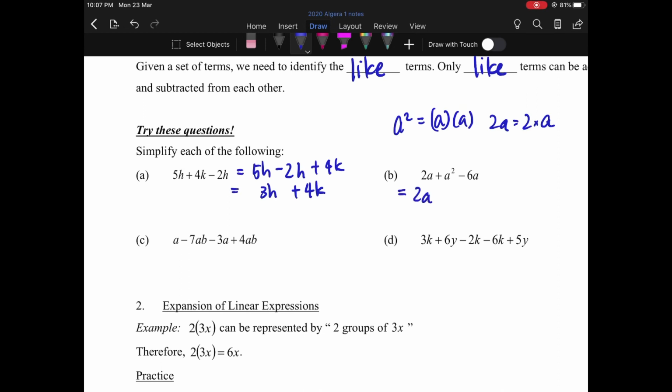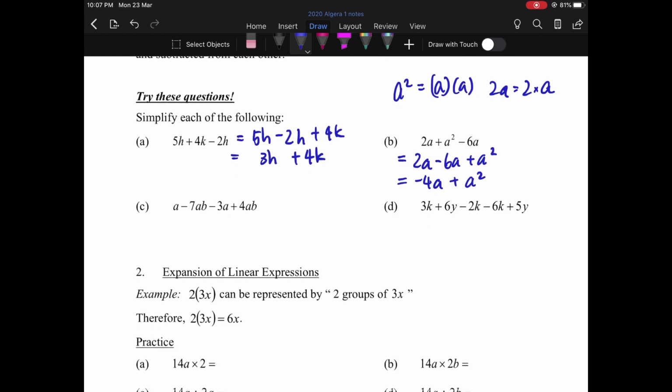So the minus sign belongs to the 6a. When we move this term to the front, the minus sign must follow. So evaluating this, 2 minus 6, you will get negative 4 plus a squared. You can write it this way, or you can write it as a squared minus 4a, since the negative sign belongs to the 4a.